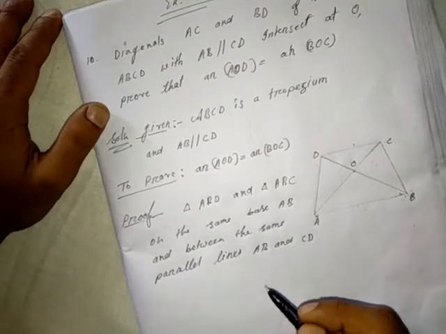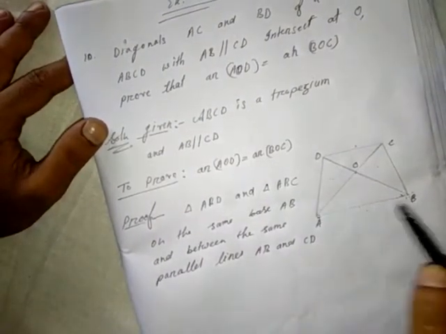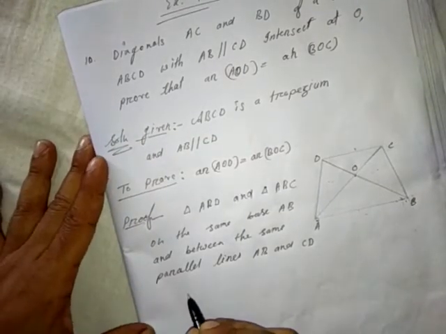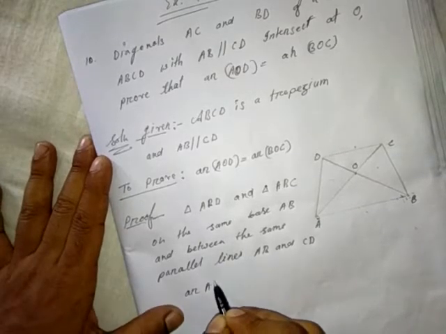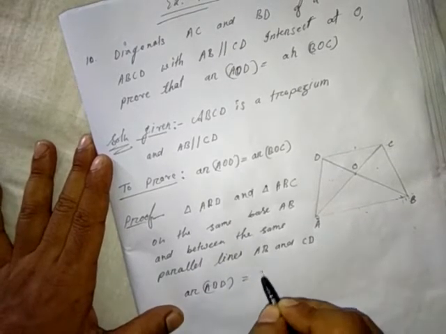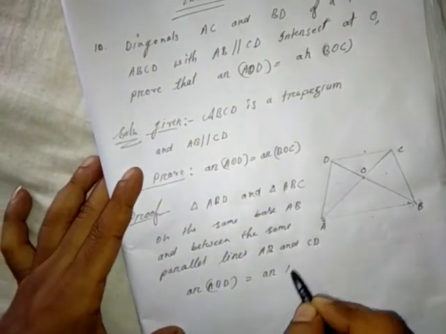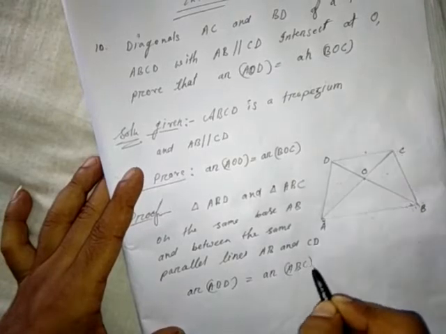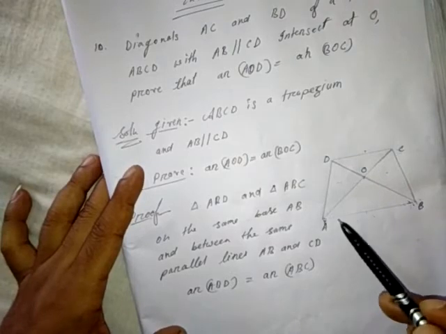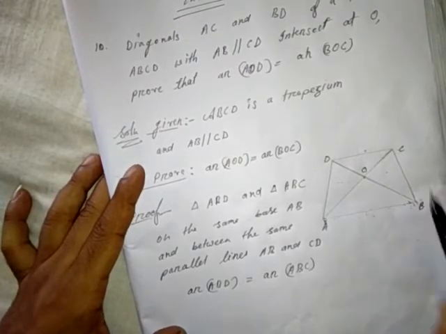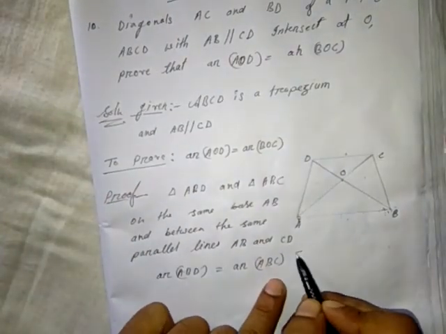If you write this statement, then you can easily say that area of ABD is equal to area of triangle ABC. These two triangles become equal to each other because they are on the same base and between the same parallel lines. So we have to write the reason also. What reason will make these two triangles equal to each other? You can write the reason also.